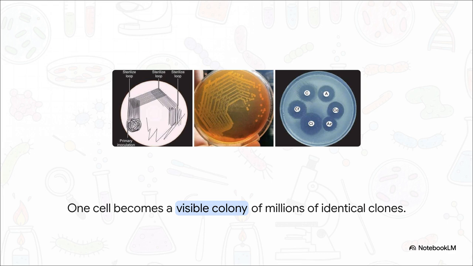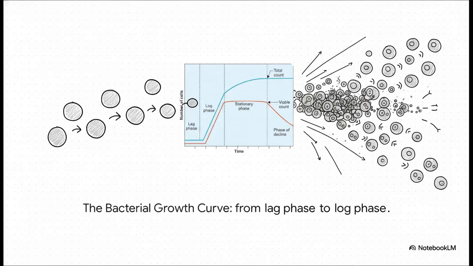We've just captured and cloned our culprit. And this chart shows just how fast that cloning happens. After a short lag phase where they're just getting settled, the bacteria hit the log phase, and that means exponential growth. One cell becomes 2, 2 becomes 4, 4 becomes 8. It's an explosion. In just a few hours, we have way more than enough evidence for our final identification.